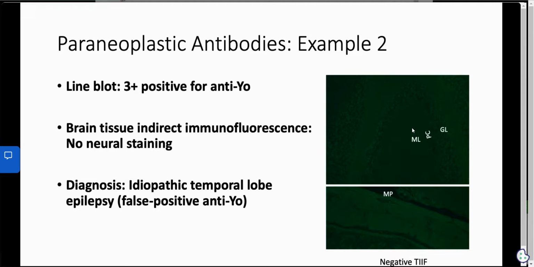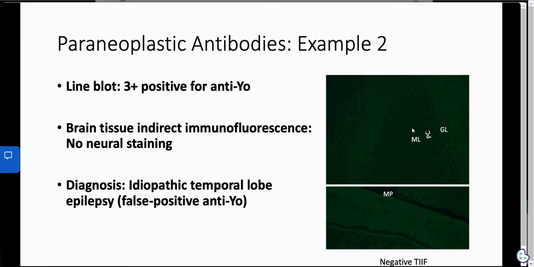Now, her line blot was 3+ positive, strongly positive for anti-Yo. However, brain tissue indirect immunofluorescence shows no neural staining, as I've shown there on the right. We don't see any Purkinje cell staining or myenteric plexus staining. And in this case, the diagnosis was idiopathic temporal lobe epilepsy with a false positive anti-Yo line blot result.